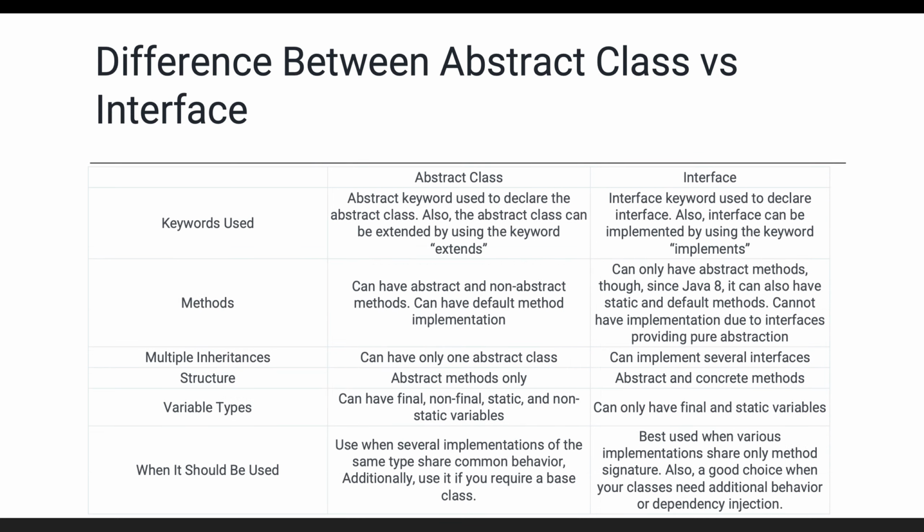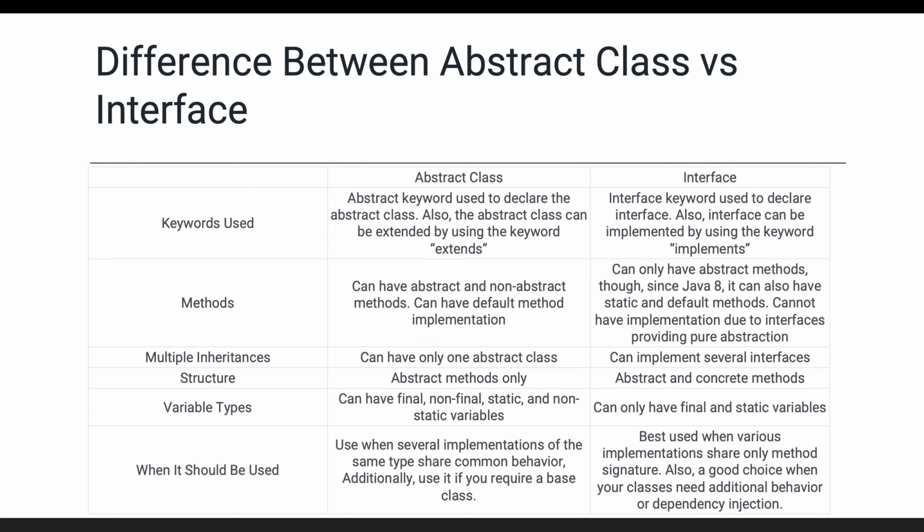Next difference is keyword use. We have already seen, since abstract is a class, we can use the extends keyword to extend the abstract class inside the subclass. But in case of the interface, implements is the keyword which is going to be used by the subclasses to implement the interface.